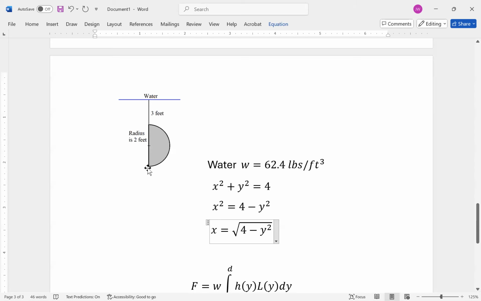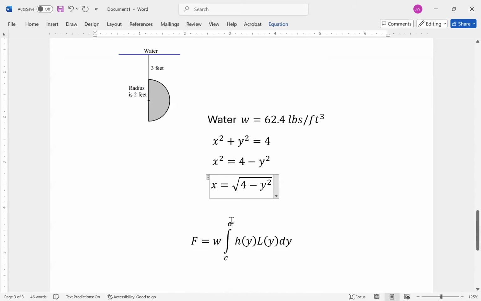Now I just have to figure out where to integrate to and from, and then my depth. If I am putting the origin here, and I know the radius is 2, then we're going to be integrating from y equals -2 at the bottom to y equals +2 at the top of my semicircle.